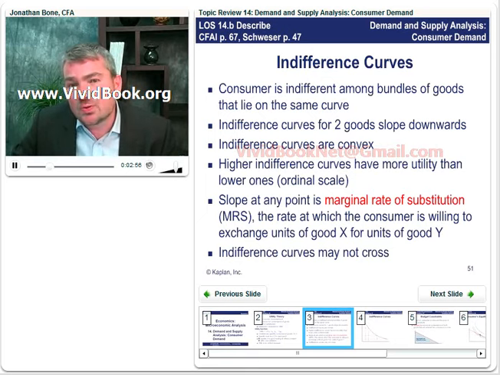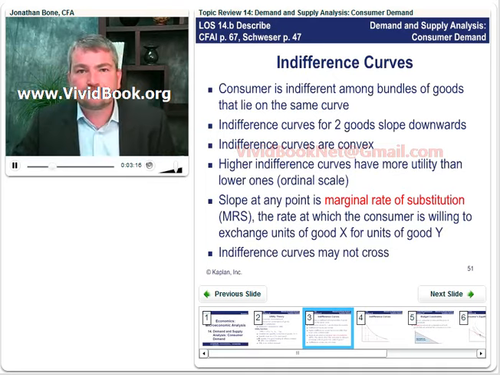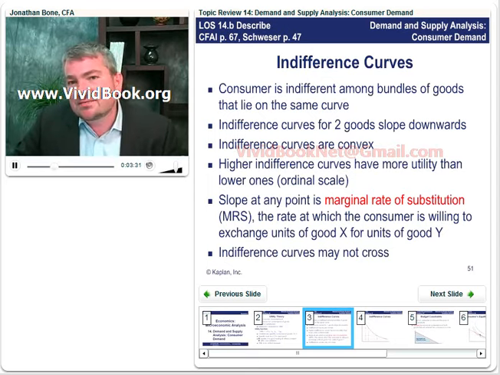Okay, but remember it's an ordinal scale. So all we can actually say is we prefer to be on a higher utility curve than a lower utility curve. We can't say that a higher utility curve has twice as much utility as a lower one, for example, so we can't put a difference. We can't look at the interval between indifference curves, but we can say we would prefer a higher to a lower. Now the slope at any point on an indifference curve is the marginal rate of substitution. The marginal rate of substitution is just going to be the rate at which the consumer is willing to swap goods of X for goods of Y. And of course the final point that we're going to make is our indifference curves may not cross.